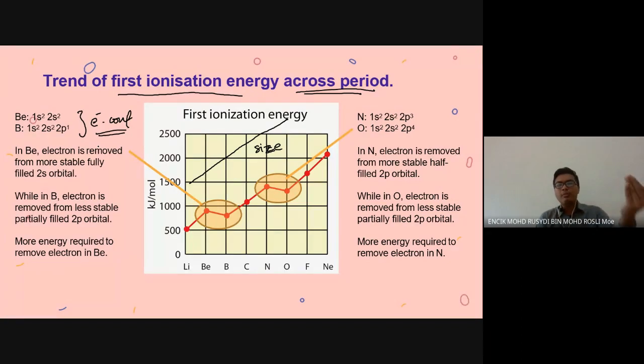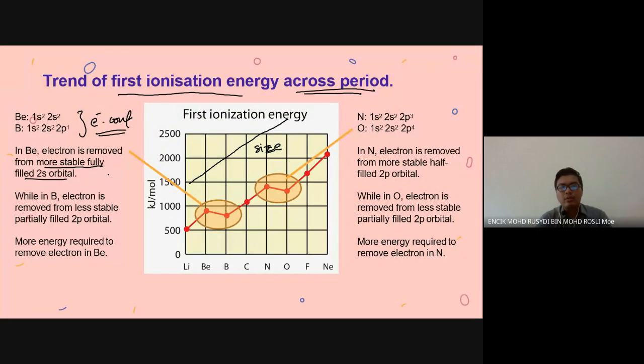So between beryllium and boron, okay, so beryllium kita ada electronic configuration 1s2, 2s2. Meanwhile for boron kita ada 1s2, 2s2, 2p1. But in beryllium, the electron is removed from a more stable fully filled 2s orbital. So ionization energy ni kita nak buang elektron. Tapi dia nak buang elektron tu kena consider juga orbital apa yang dia ada dekat situ. Dalam kes ni 2s2. Nah, buang elektron daripada 2s2.